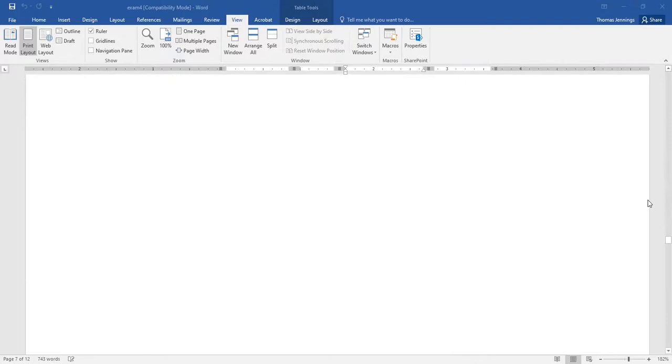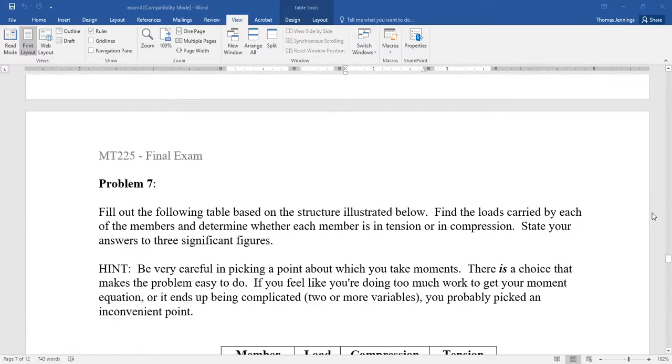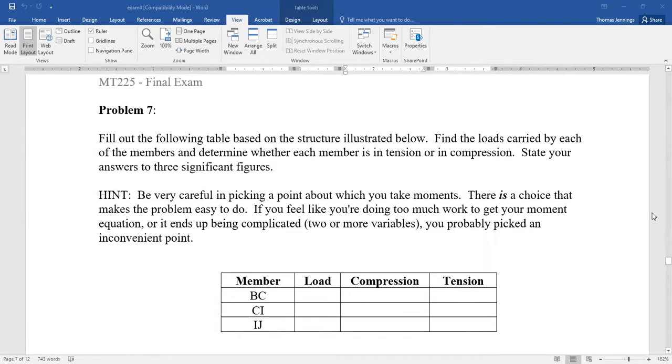So let's take a look at the truss we've got. And there's scrap paper built into the exam, by the way. So here we've got a table to fill out. Only 3 members, so that's a good indication that we're probably going to be able to take care of this in one section. Fill out the following table based on the structure below. Find the loads carried by the members and determine whether each member is in tension or compression. State your answers to 3 significant figures.